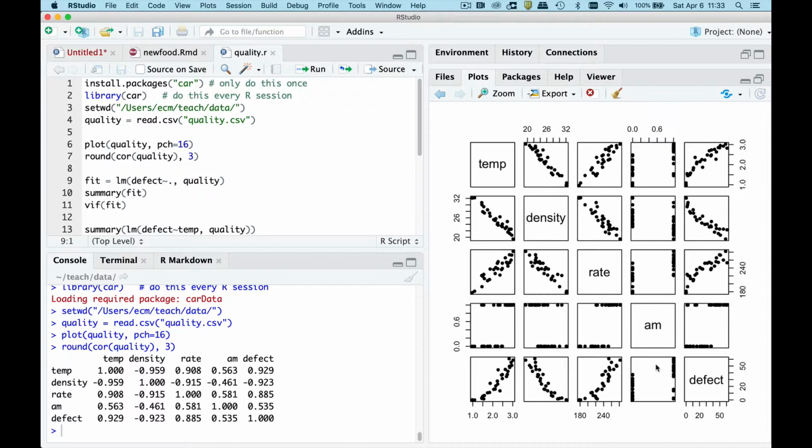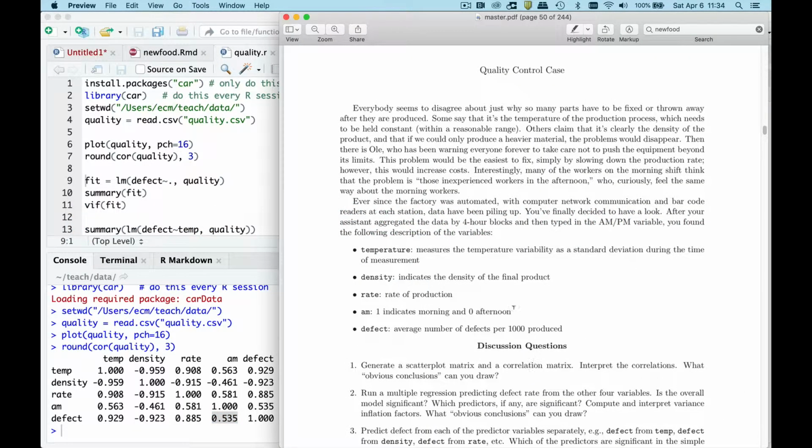When it comes to the 2 shifts, there's a pretty clear pattern. Remember, when AM is 0, that's the afternoon shift versus the morning shift. It appears that there are fewer defects in the afternoon; the morning shift produces more defects. That's corroborated by the correlation, which is positive 0.535, indicating that as AM increases, as you go from the afternoon to the morning, defects also increase. Okay, so we've addressed the first question.